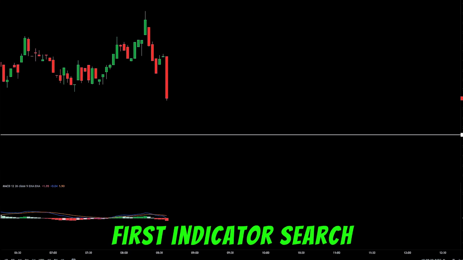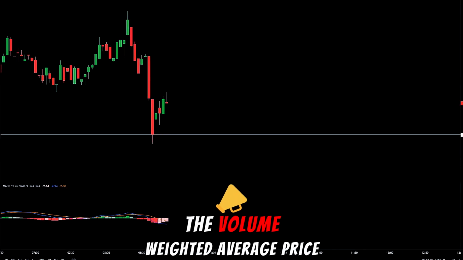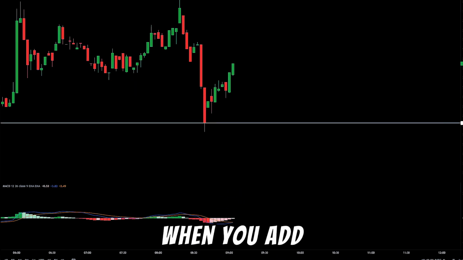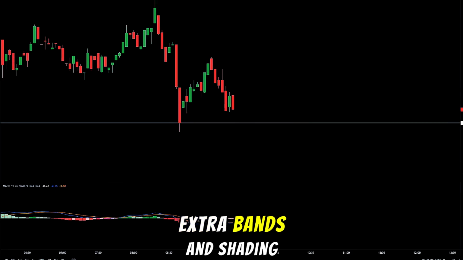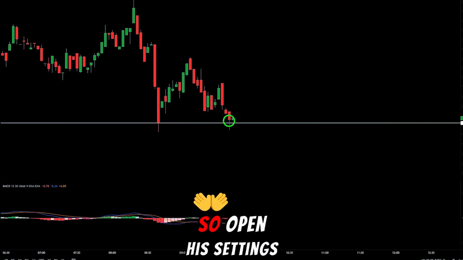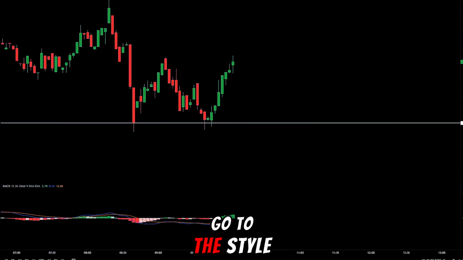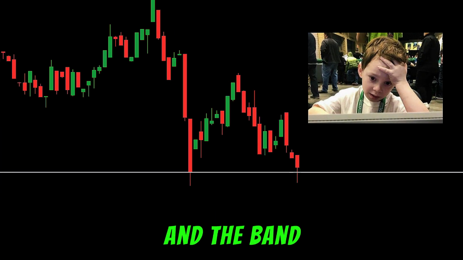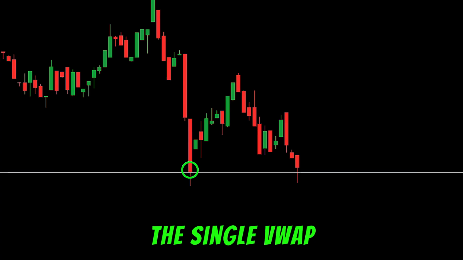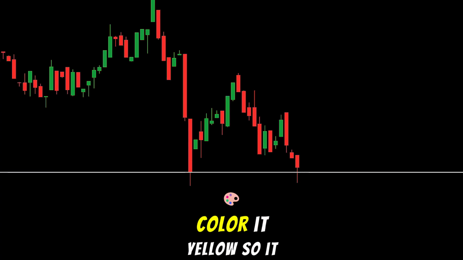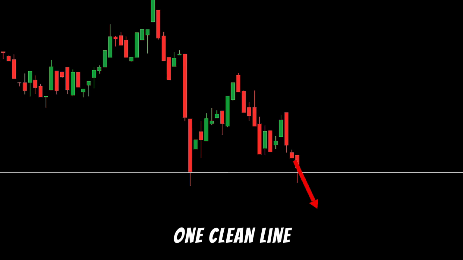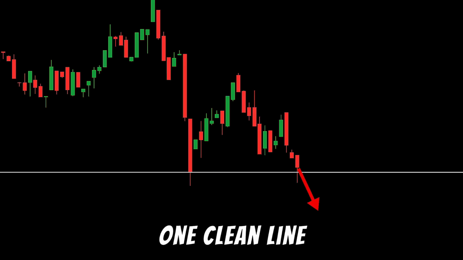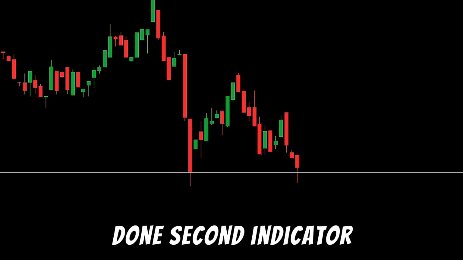First indicator. Search for VWAP, the volume-weighted average price. When you add it, it shows up with extra bands and shading that we don't want. So, open its settings, go to the Style tab, and uncheck the upper band, the lower band, and the band fill. Leave just the single VWAP line, and I like to color it yellow so it stands out. 1 clean line. Done.